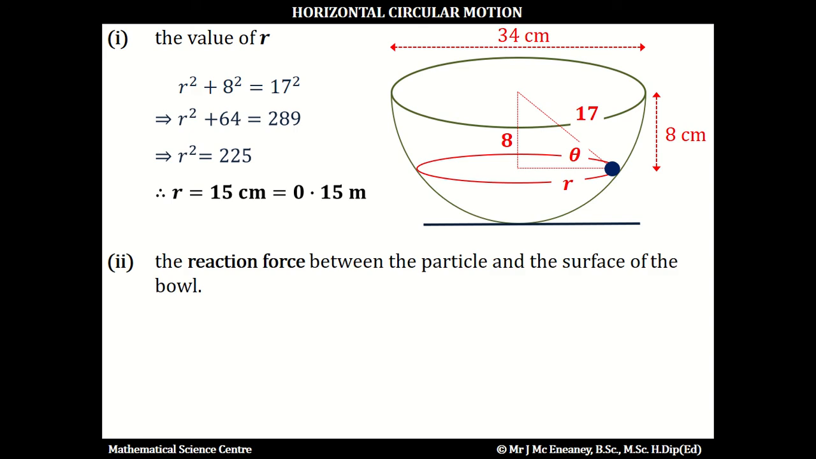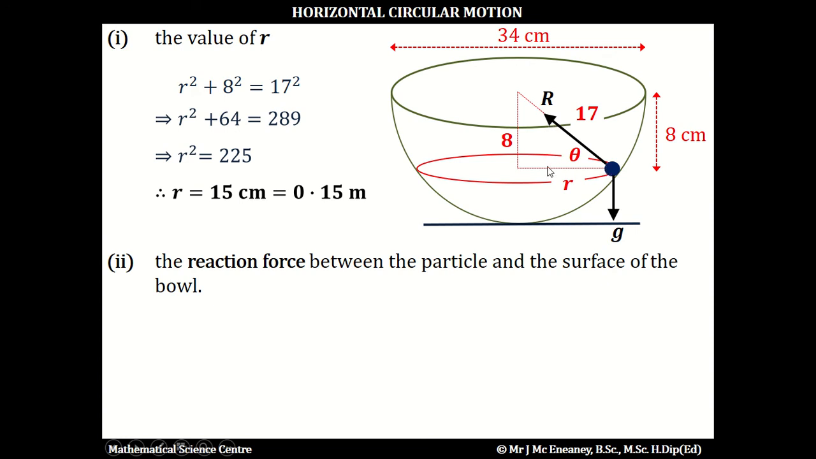In part 2 then, we want to find the reaction force between the particle and the surface of the bowl. Now the two forces acting on this particle are its weight, which acts straight down, and the normal reaction, R, which is perpendicular to the surface of contact. And this will head in this direction here. Now we need to split up R into horizontal and vertical components. This is the horizontal component and this would be the vertical component.